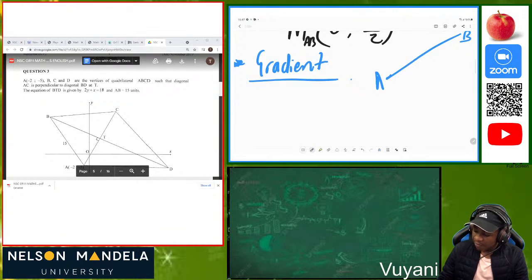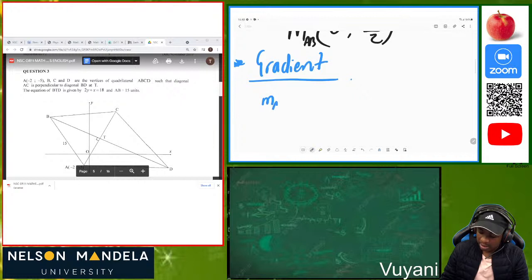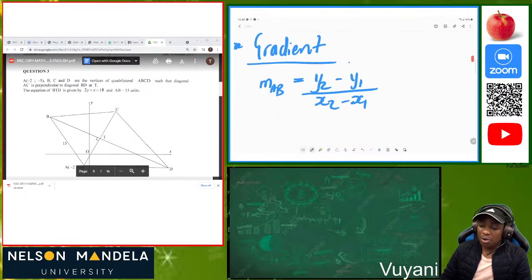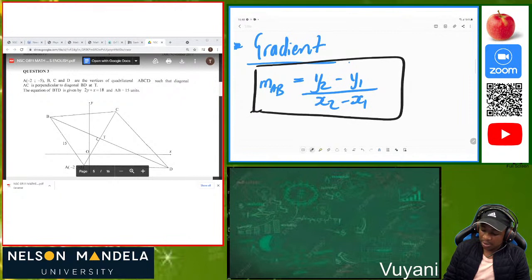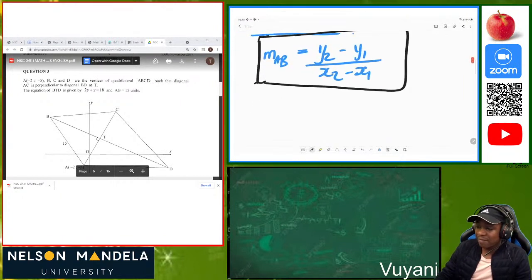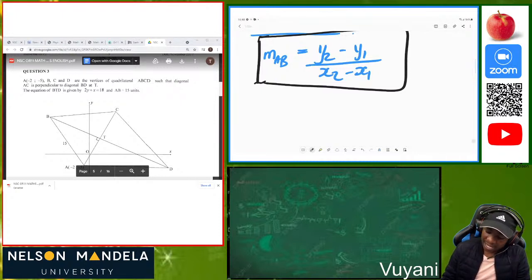So now the formula of the gradient, which is represented by small letter m, let's say the gradient of AB, will be y2 minus y1 divided by x2 minus x1. So that's how you can calculate your gradient. So that's the formula for calculating your gradient. I'm still giving you the formulas and an overview of this topic. After that, we move on to determining the equation.